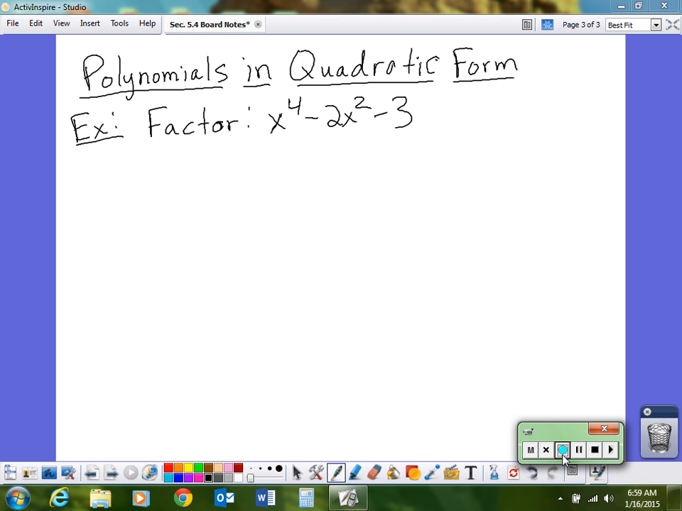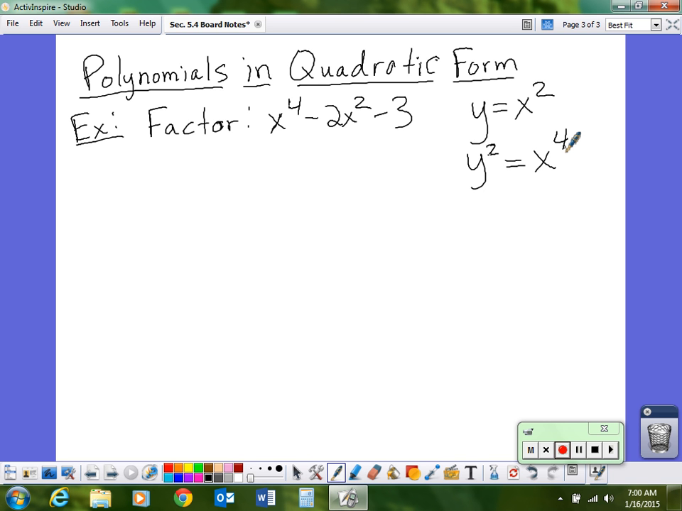However, that x to the fourth at the beginning should be an x squared. The x squared in the middle should be an x. With a simple substitution, we are going to transform this into a quadratic. We're going to let y equals x squared. And therefore, if we square both sides of this, y squared is equal to x to the fourth.